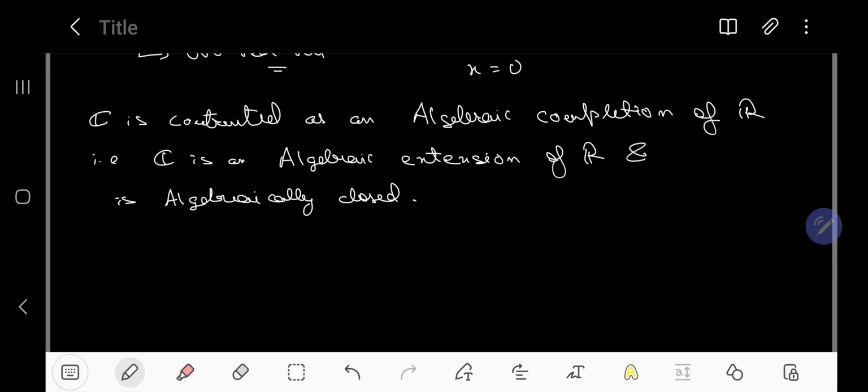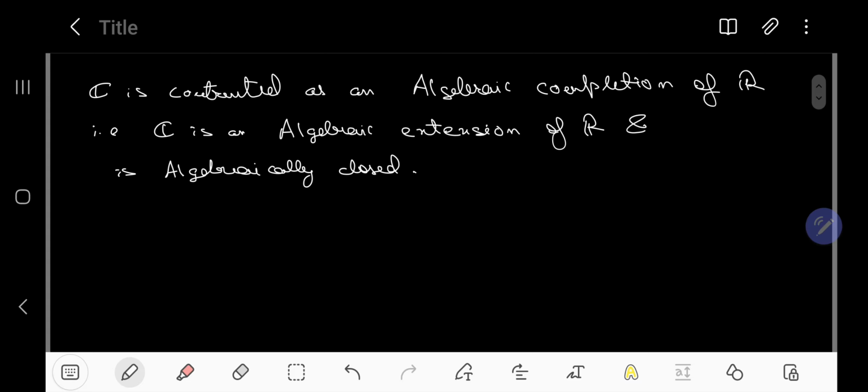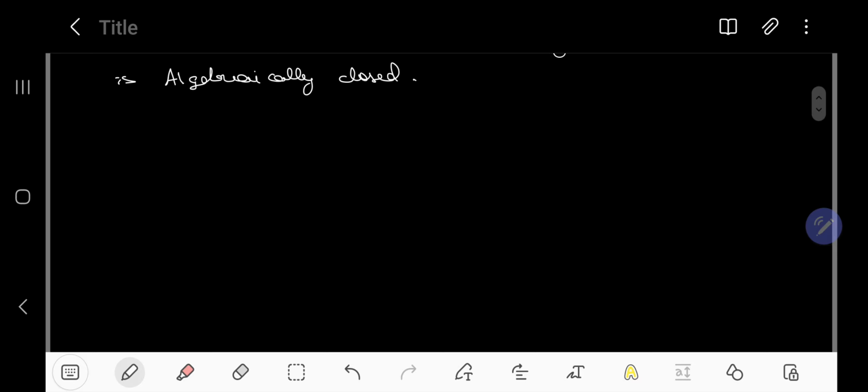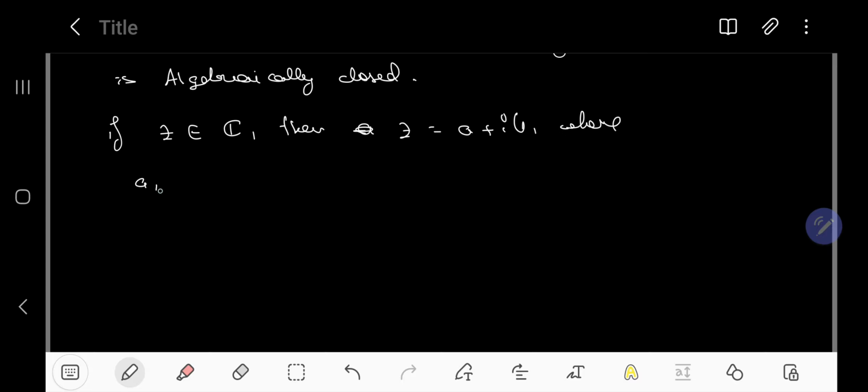Now we have some basic properties of C, which we have learnt in our junior classes, that every element in C can be written in the form a plus ib, where a and b are real numbers. That is, if we consider z to be an element of C, then z is in the form a plus ib, where a and b are real numbers, right? i is the square root of -1, right?